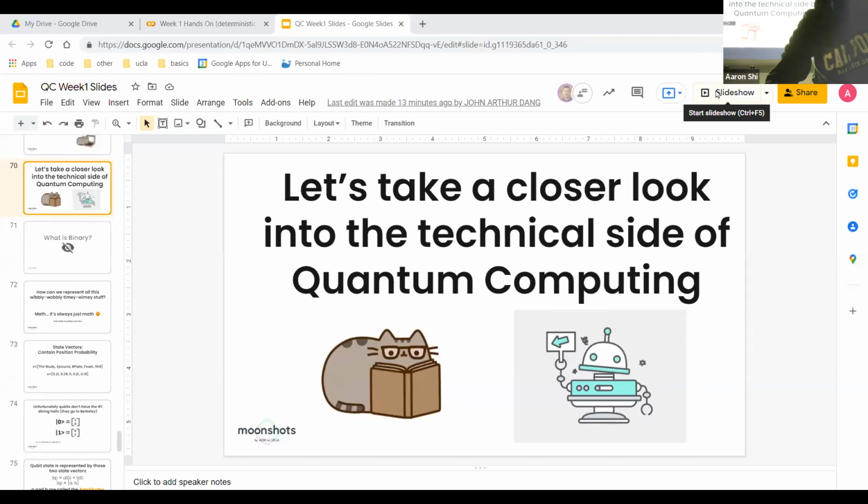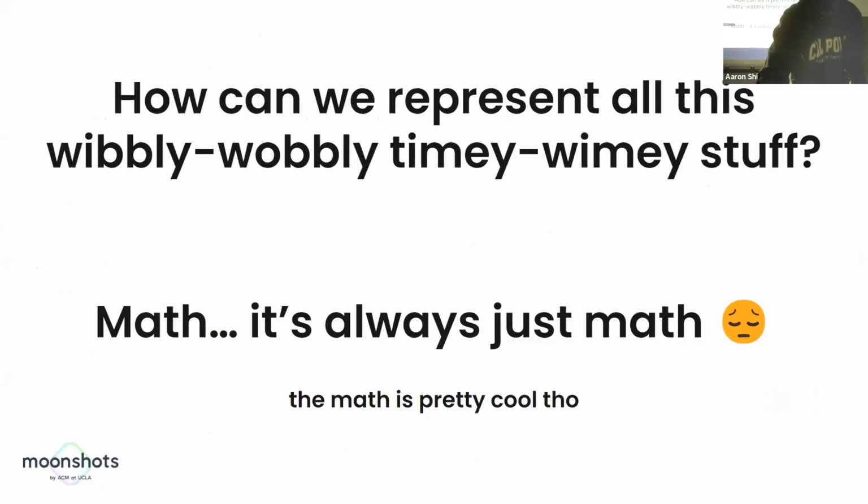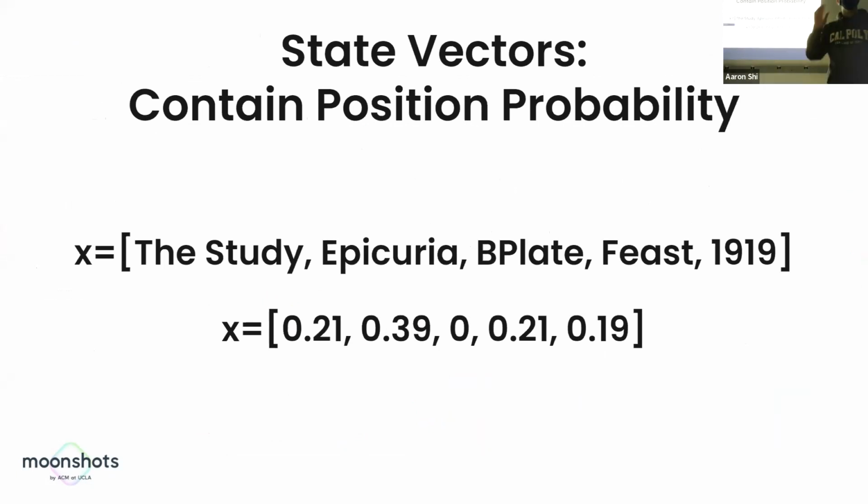So now that we've done the example, we're going to go a little bit more technical. Specifically, we're going to go over how we can represent all the wibbly wobbly, timey-wimey stuff with a bit of math. So kind of a letdown because everything else is really cool, it's just math. But it is very neat math. So the first thing that I'm going to explain is a state vector.